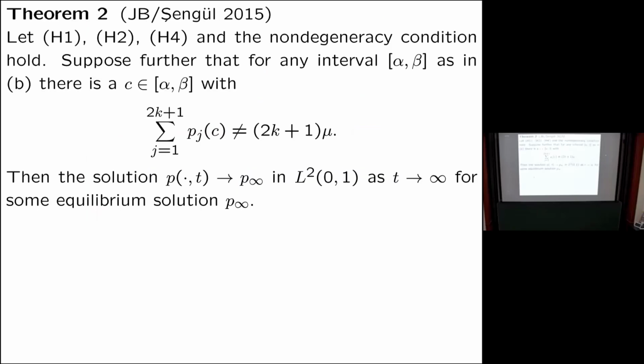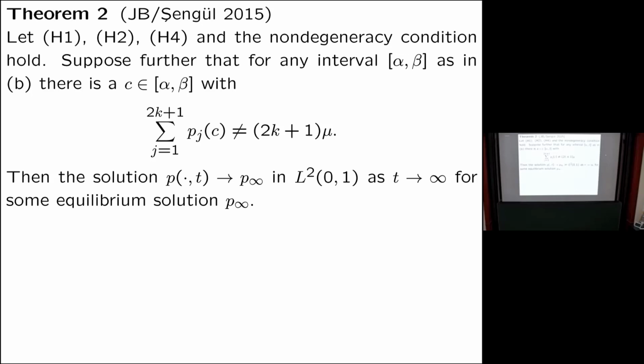Okay. And so here's a theorem, it's actually proved on paper here. If H1, H2, H4 and the non-degeneracy condition hold, and there's an extra assumption that for any interval alpha beta as previously described, the sum of Pj of C is not identically equal to 2k plus 1 mu, right? Then the solution tends to an equilibrium P infinity in L2 as T goes to infinity.